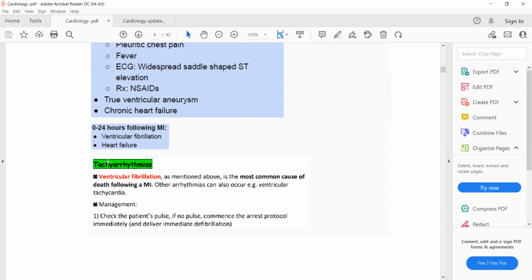The most common cause of death in a patient of MI is ventricular fibrillation. Ventricular tachycardia can be converted into ventricular fibrillation, which can lead to cardiac arrest.